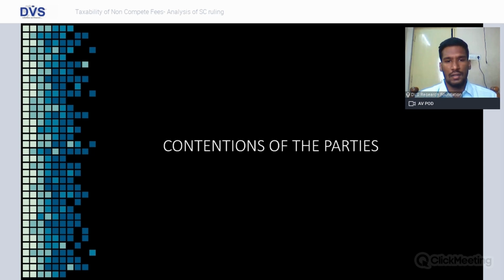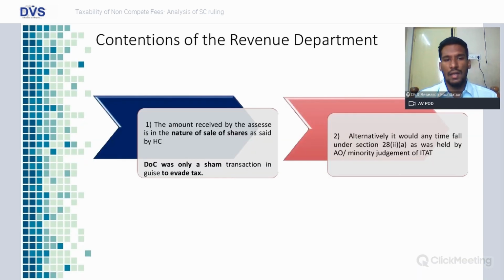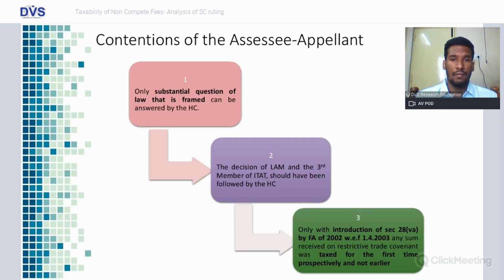So we will see what the contentions of the parties are. As discussed in the previous slides, the High Court went on to state that it's in the nature of sale of shares, and the deed of covenant was only a sham transaction to evade tax. And even if it's not considered capital gains, it would anyway fall under the purview of 28(2)(a), as was held by the AO and the minority judgment of ITAT. So these were the two important contentions of the revenue.